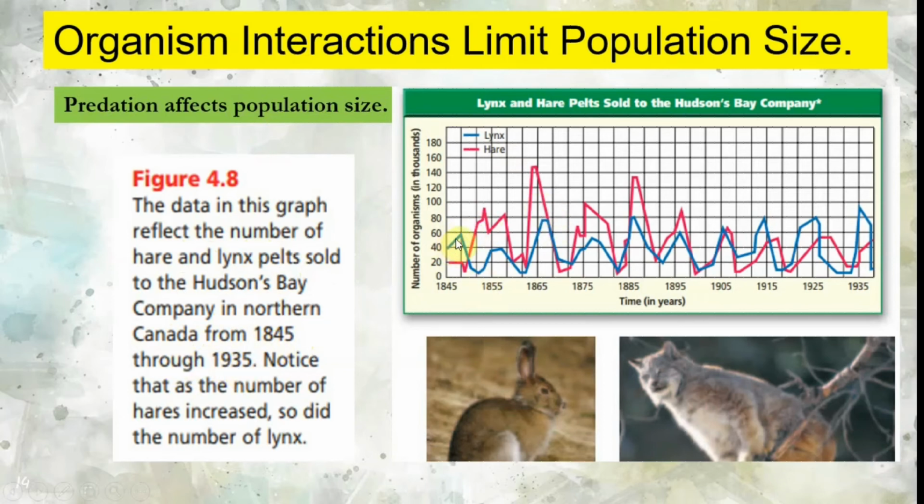So the blue line represents the number of lynx in that environment, and the red line the number of hare. As you can see, if the hare increases, the number of lynx increases too, because they have more food. Now, when the number of hare was too much, the number of lynx also decreases. So as you can see, they are related to one another. They go up and down, they increase and decrease in a similar pattern.